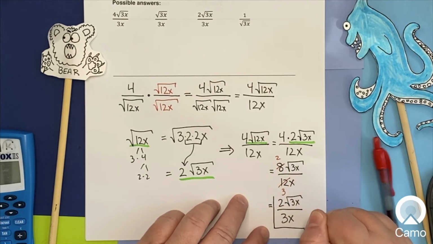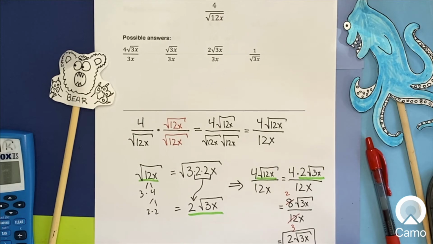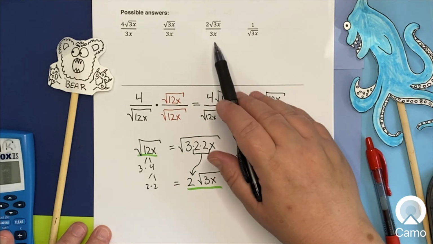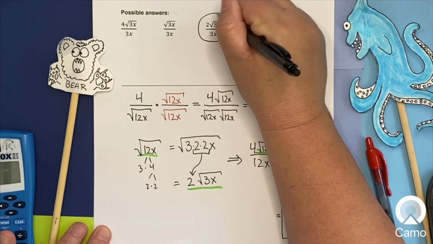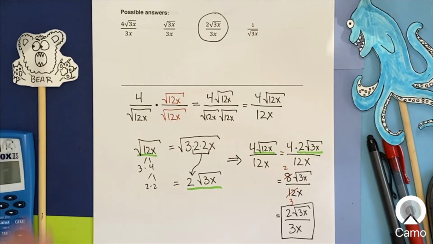You guys are way smarter than I am a lot of the time. So, you know, if you see an opportunity, go ahead and take advantage of it. Let's see if I have cleverly put this answer up top. Have I? 2 radical 3x all over 3x, and I see it right there. Woohoo! Yay! Okay, and we're done with number 3, and we're only like 16 minutes in.